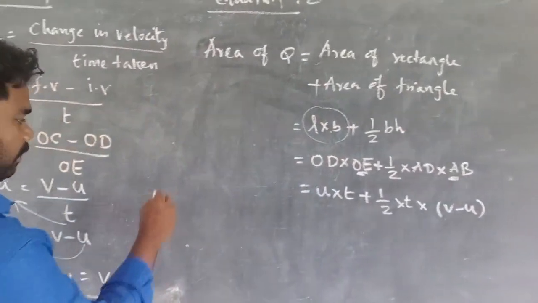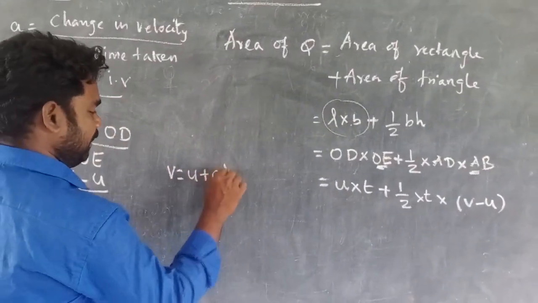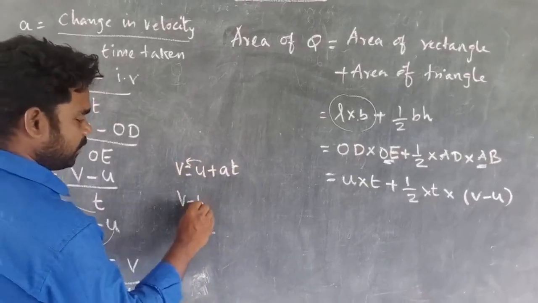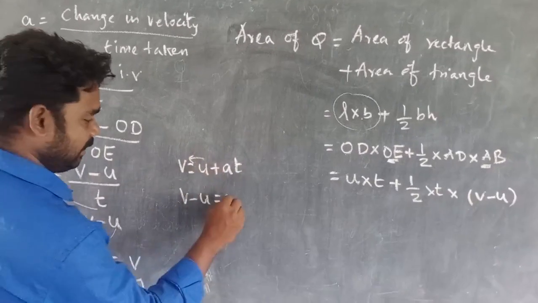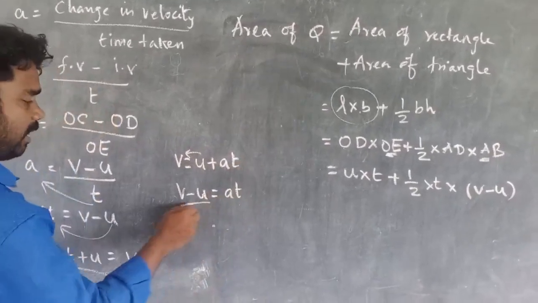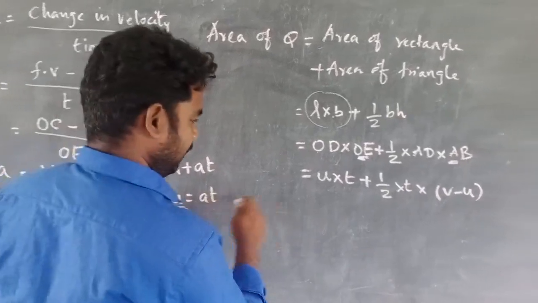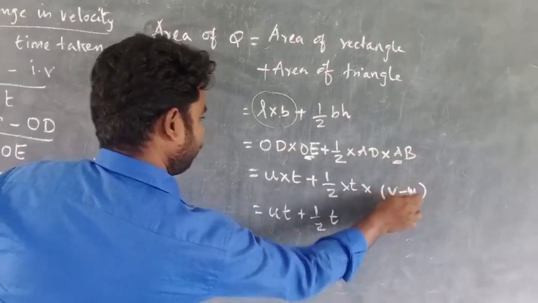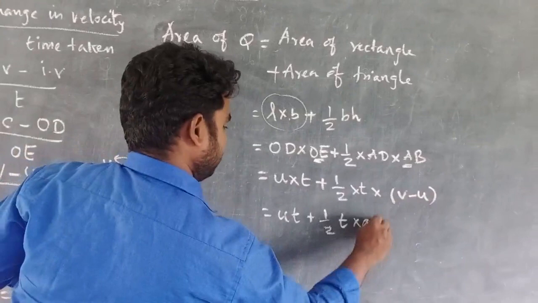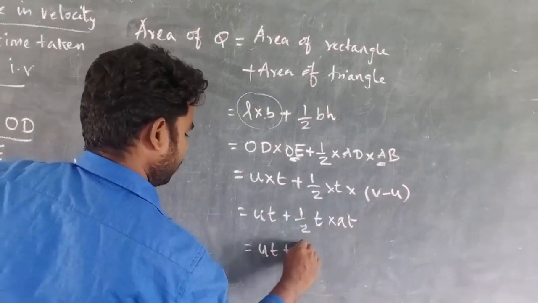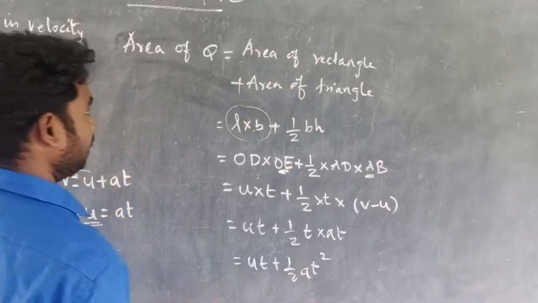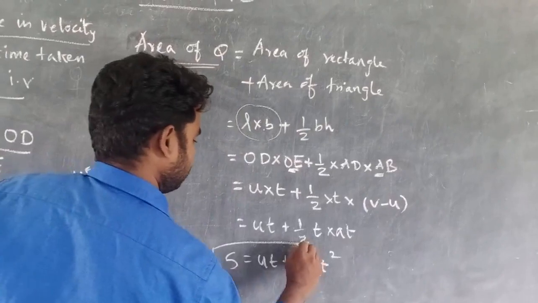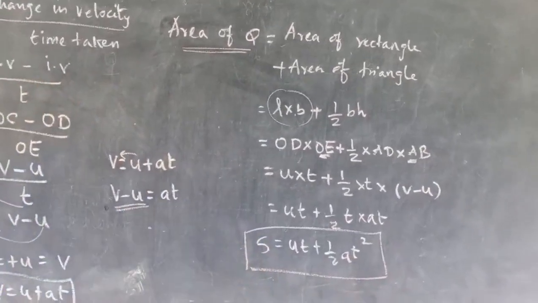You know one thing, V is equal to U plus AT and V minus U, the U is transferred here, is equal to AT. So the value of V minus U is equal to AT. So U into T, UT plus 1 by 2 T. What is the value of V minus U? It's AT. So UT plus 1 by 2 AT square. This is the area of quadrangle. This is denoted by S. Okay. This is the second equation of motion.